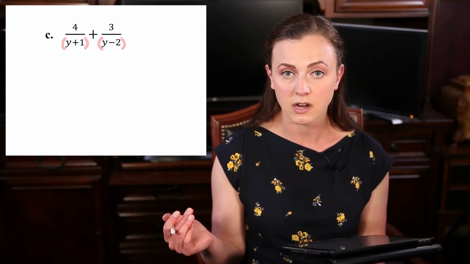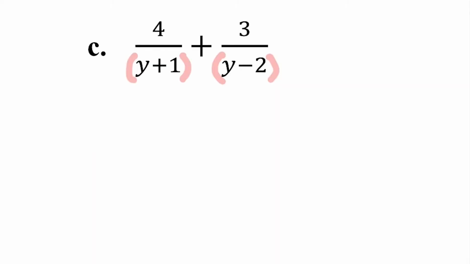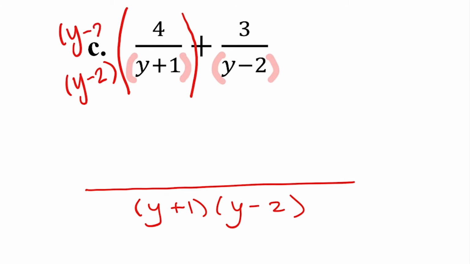And so that means these two factors have nothing in common. So if you have two denominators with nothing in common, then your least common denominator will be what you get when you just multiply them together. So the common denominator will just have to be y plus 1 times y minus 2. So this entire first fraction here, the bottom right now is just y plus 1. So I would need to multiply by y minus 2 in the bottom and in the top as well.